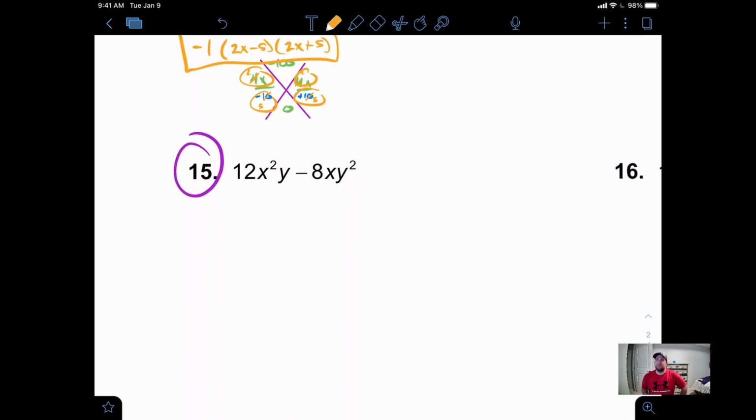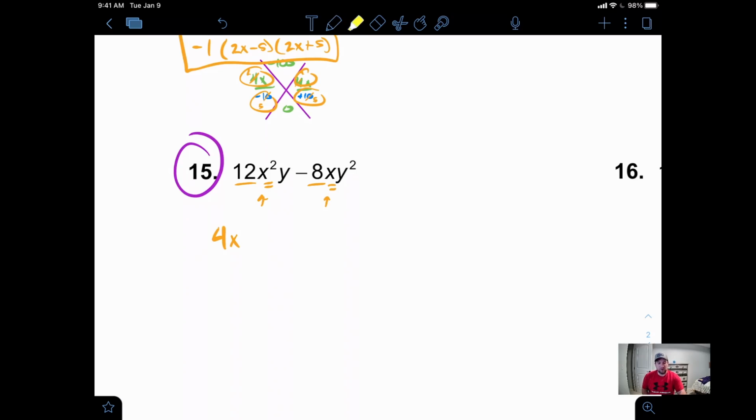Let's look at number 15 here. So number 15, we're always going to start by looking for a greatest common factor. So what's the biggest number that goes into 12 and 8? I think 4 does. So I'm going to be able to pull a 4 out of each of those for sure. Now, if I notice, both of these terms have at least one x. So I'm going to be able to pull out as many x's as the smallest one has. This one had 2 x's. This one only had 1. So that's why I'm going to be able to pull out 1x.